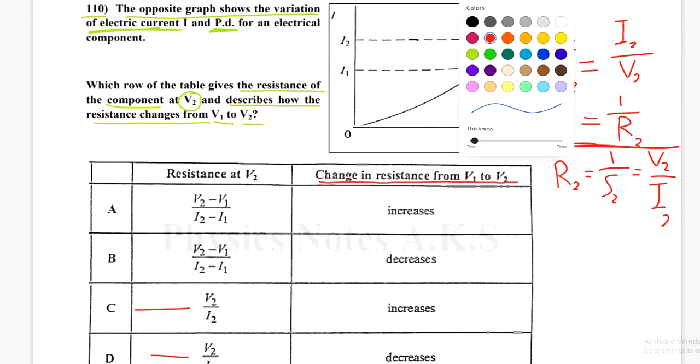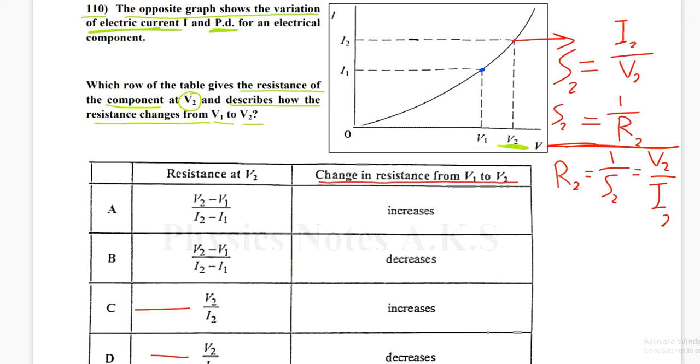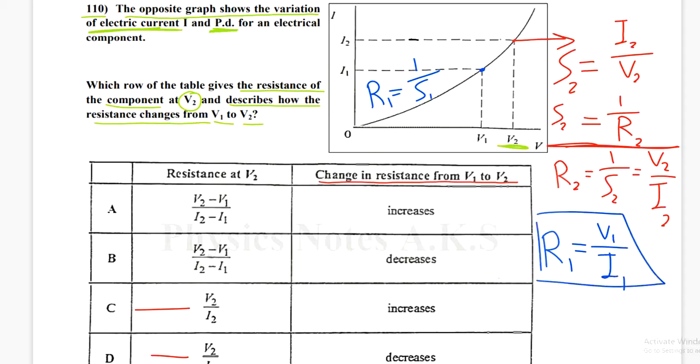Now if I want to find the resistance at V1, the resistance here will be the same. The resistance R1 will be 1 over the slope S1. Of course, we can name it slope or gradient, it's up to you. So R1 will be V1 over I1. If I have the values, I can find the resistance from here.